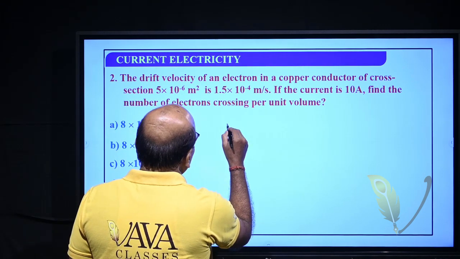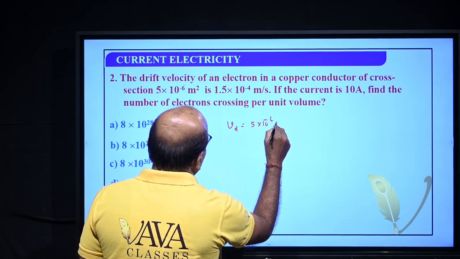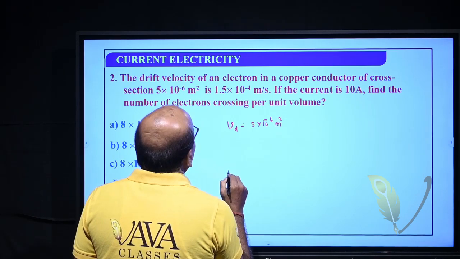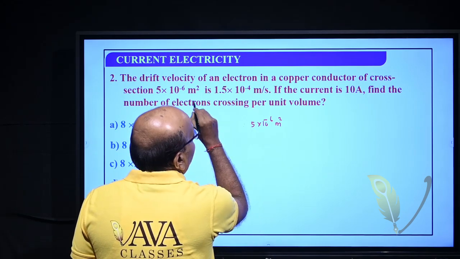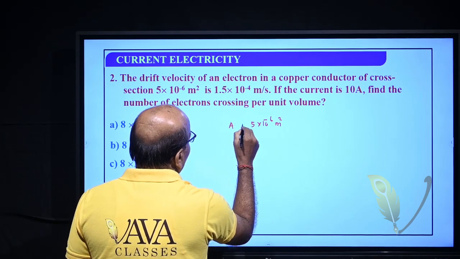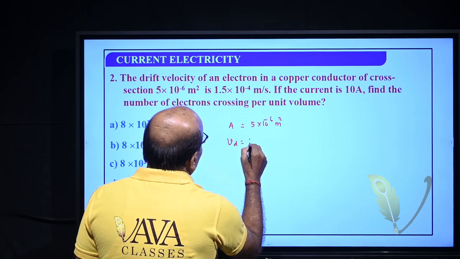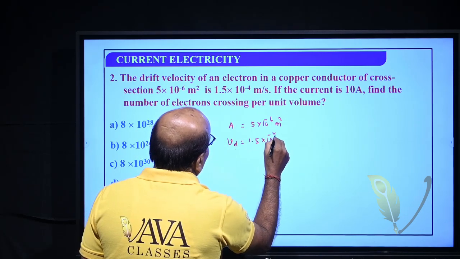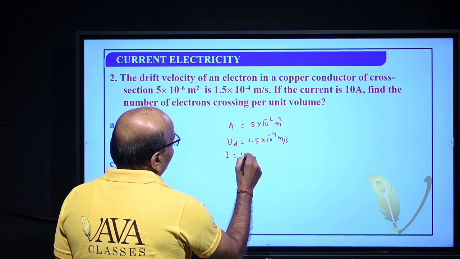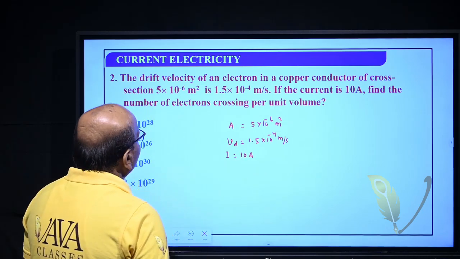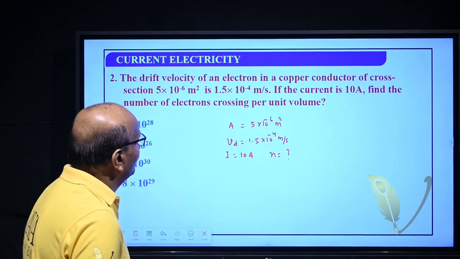So, what are the given quantities? This is the conductor cross section. So this is the cross sectional area, A is equal to 5 into 10 to the power minus 6 meter square, and drift velocity is equal to 1.5 into 10 to the power minus 4 meter per second. The current is 10 ampere. Now, we have to calculate the number of free electrons per unit volume of the conductor.